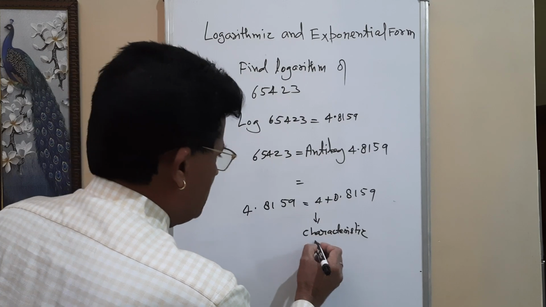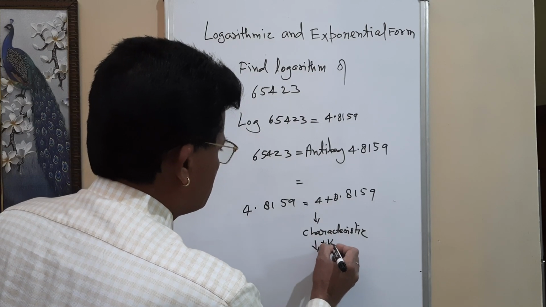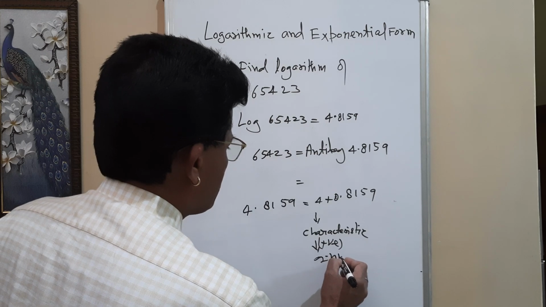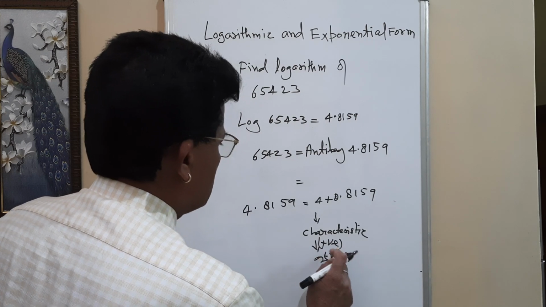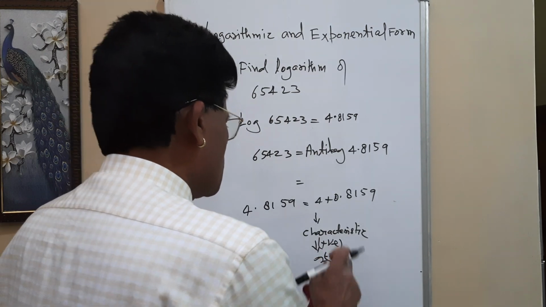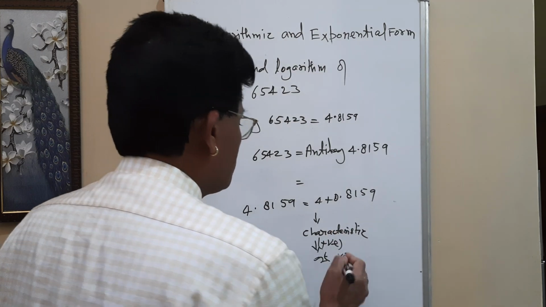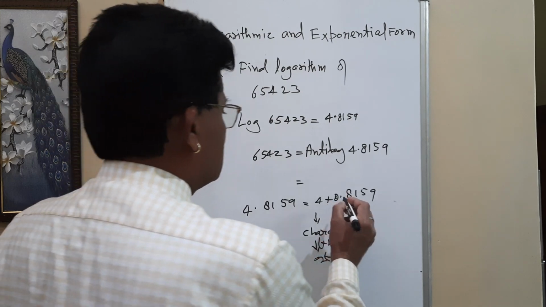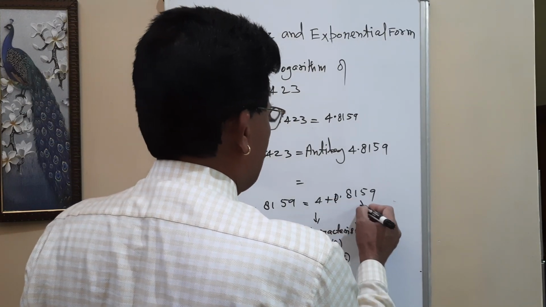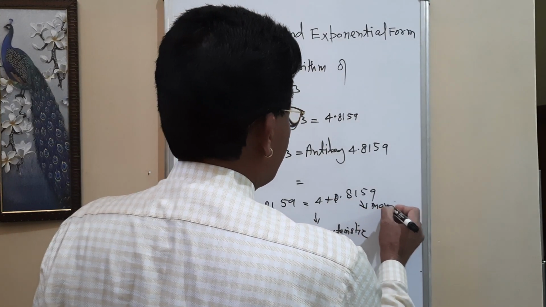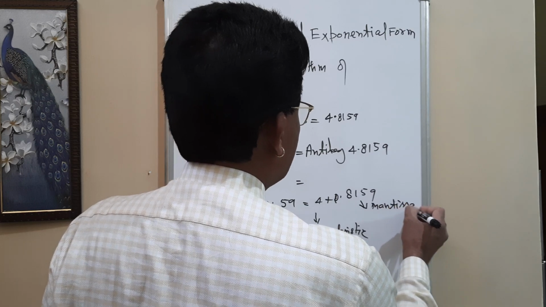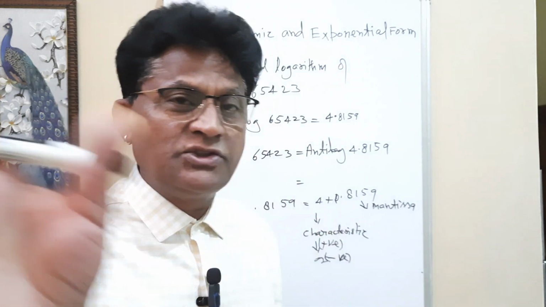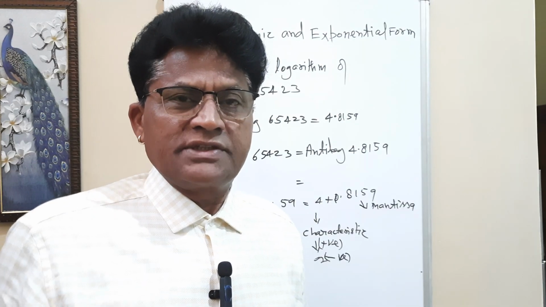Characteristic may be either positive or negative. That may be in both the forms. ये पॉजिटिव भी हो सकता है, नेगेटिव भी हो सकता है. But this is the mantissa. After the decimal, the value is the mantissa. Mantissa always will be positive. If it is negative, you change it into positive form. Otherwise there will be wrong calculation. You will not get the correct answer.